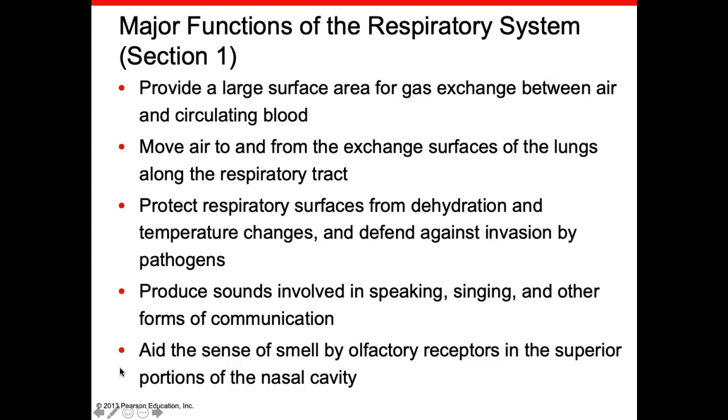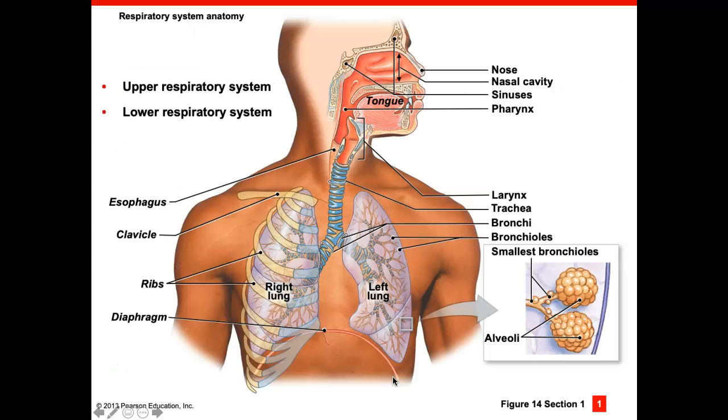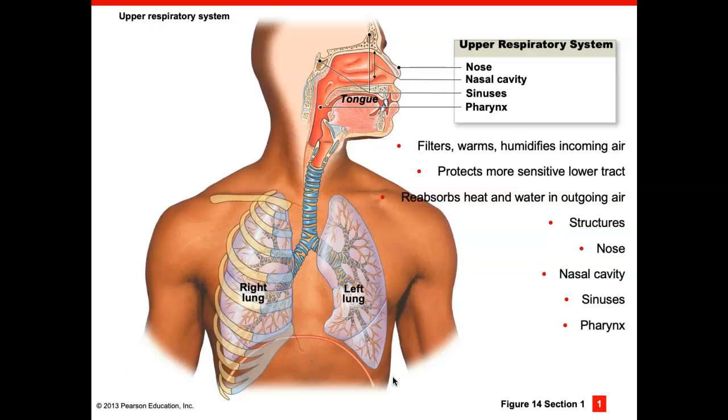There's a function in producing sounds involved in speaking, singing, and other forms of communication, and also aiding the sense of smell. So the respiratory system is divided into the upper respiratory system and the lower respiratory system, basically above the neck. So the upper respiratory system is the nose, the nasal cavity, the sinuses, which are openings in the bone, and the pharynx. The pharynx is the term for the throat.